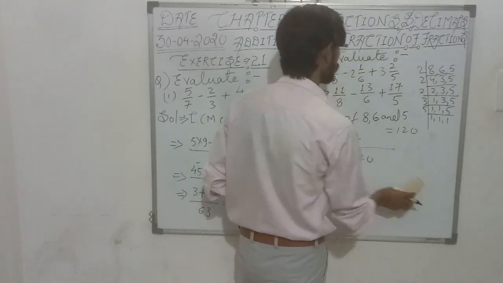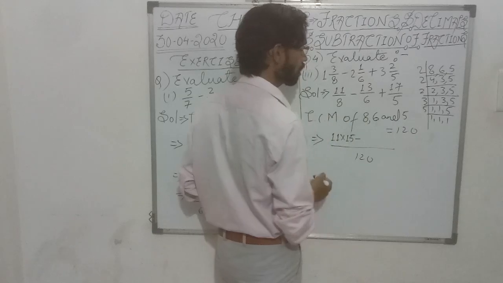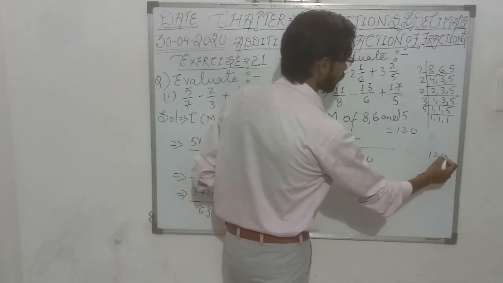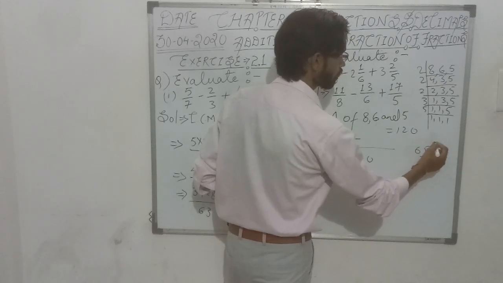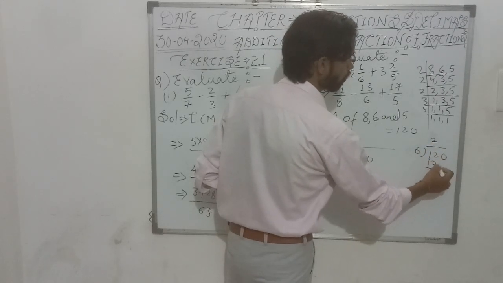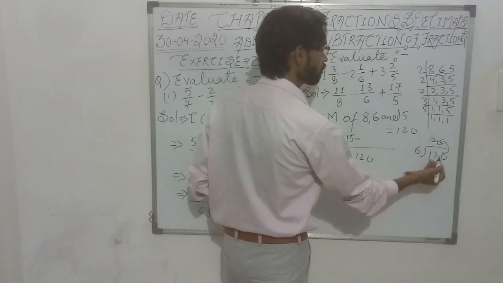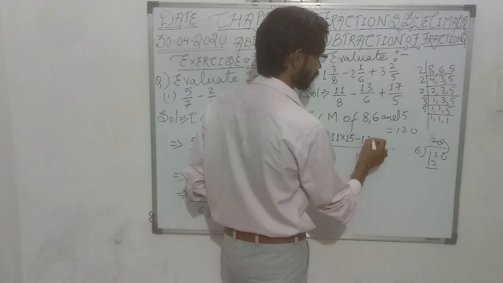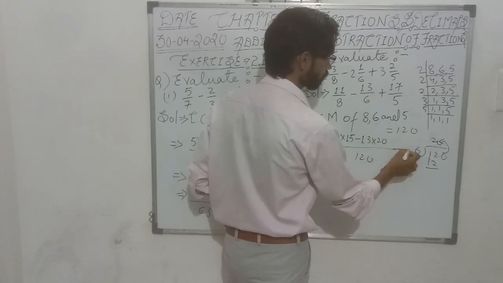Same thing we'll do for the next fraction, that is 13 by 6. Let's see. 120, again we'll divide this by 6. 6 2s are 12. This 0 will put here. So what we'll do? 20 into 13. So 13 multiplied by 20.